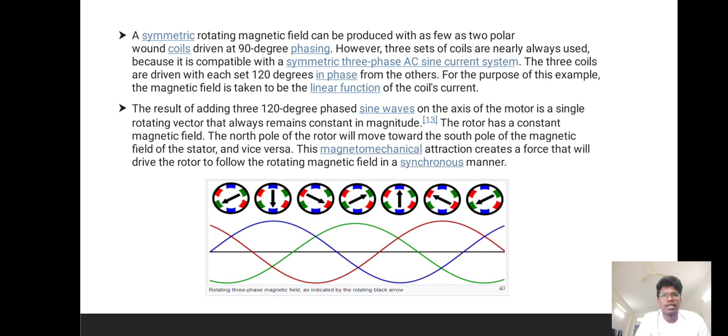For the purpose of the example, the magnetic field is taken to be a linear function of the coil current. The result of adding three 120-degree phased sine waves on the axis of the motor is a single rotating vector that always remains constant in magnitude. The rotor has a constant magnetic field. The north pole of the rotor will move towards the south pole of the magnetic field and vice versa. The magnetic mechanical attraction creates a force that will drive the motor to follow the rotating magnetic field in a manner.